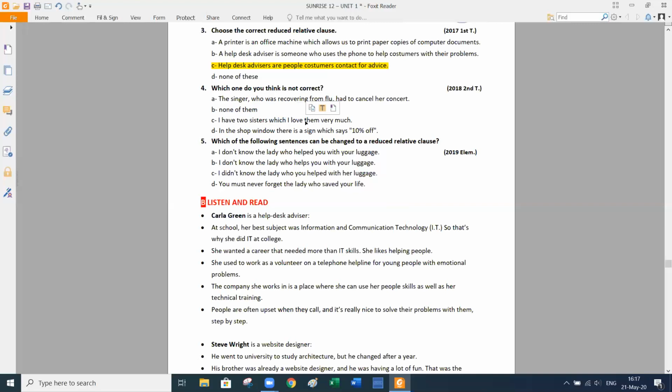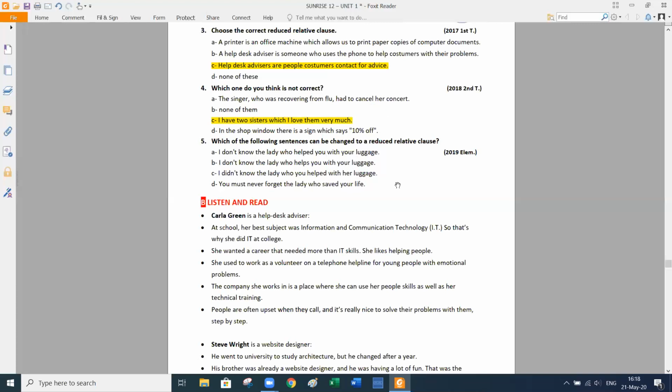And also there is another mistake here. The pronoun is repeated. We don't need this pronoun here because we use this one instead of that. Not which, but who would be correct. And D says in the shop window there is a sign which says 10% off. Yes, there is a sign which says, which is used for a sign. So that's correct. This is a correct relative clause sentence. So our answer is C.